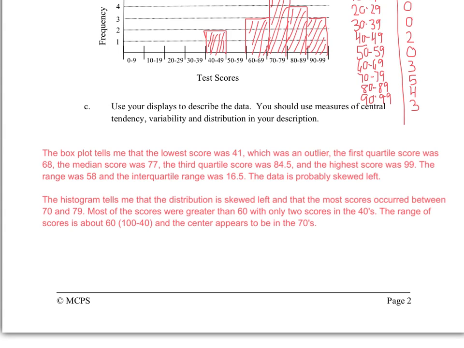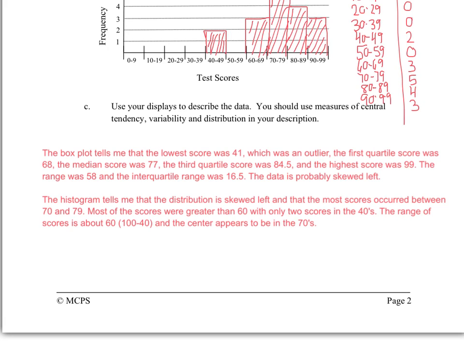So here's my answer written out. The box plot tells me that the lowest score was 41, which was an outlier. The first quartile score was 68. The median score was 77. The third quartile score was 84.5, and the highest score was 99. The range was 58, and the interquartile range was 16.5.